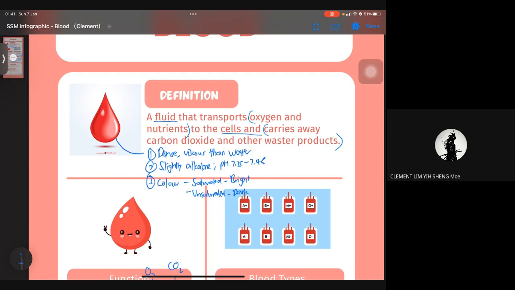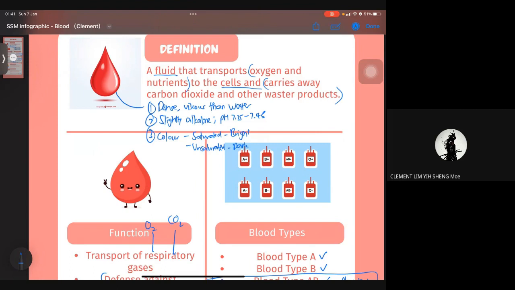So let's talk about the characteristics of the blood. Although it's not in the infographic, I just present it to all of you. First and foremost, it's more dense and viscous than water. Second of all, it's slightly alkaline, and the pH range of the blood is between 7.35 and 7.45.